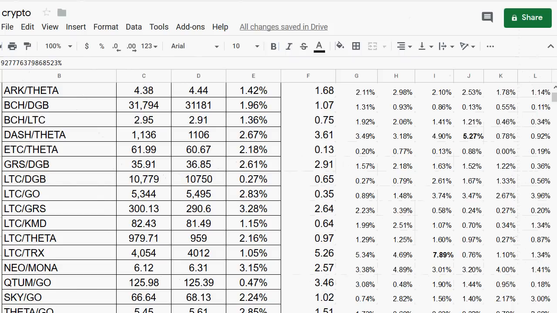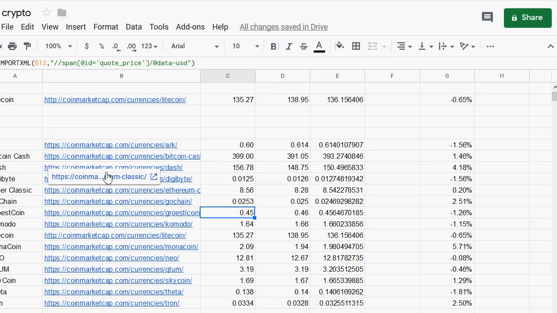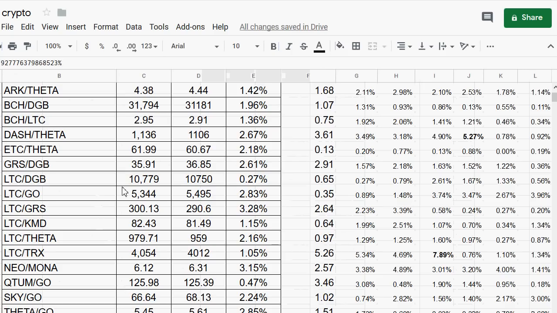And what I have is basically I took all of these coins and you put the link in and then you put in this formula of import XML. And what it does is it gets all the prices. These are ones that I had from before. So Litecoin was 135 at the time, or excuse me, 138 when I put it in. Now it's at 135. But in a different sheet, what I've done is I've put in all the ratios in here.